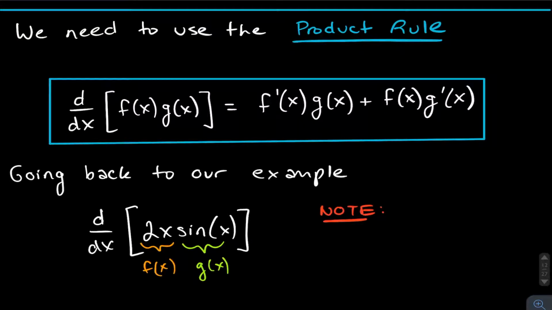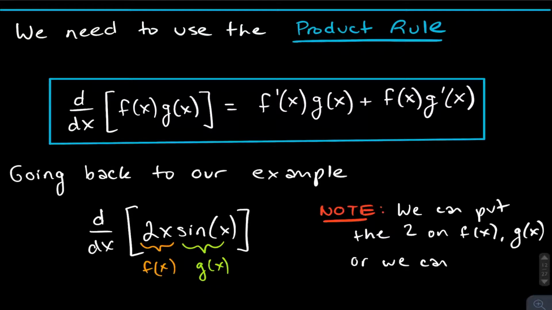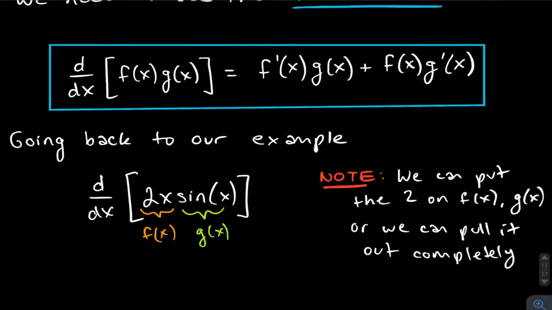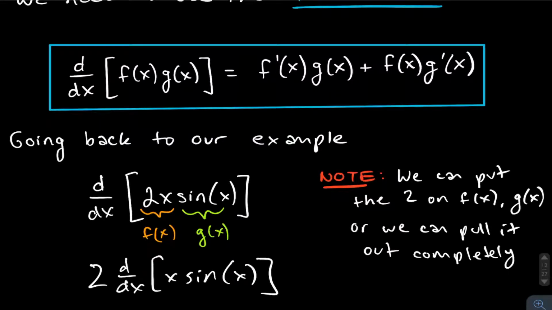As a note, this goes with the properties that we discussed before. We can take that 2 out. We can put the 2 on f of x, we can put it on g of x, or we can just pull it out completely. So we can say 2 times the derivative of x sine x. We can do that because it's being multiplied like that. So if you want to do that, that's fine.